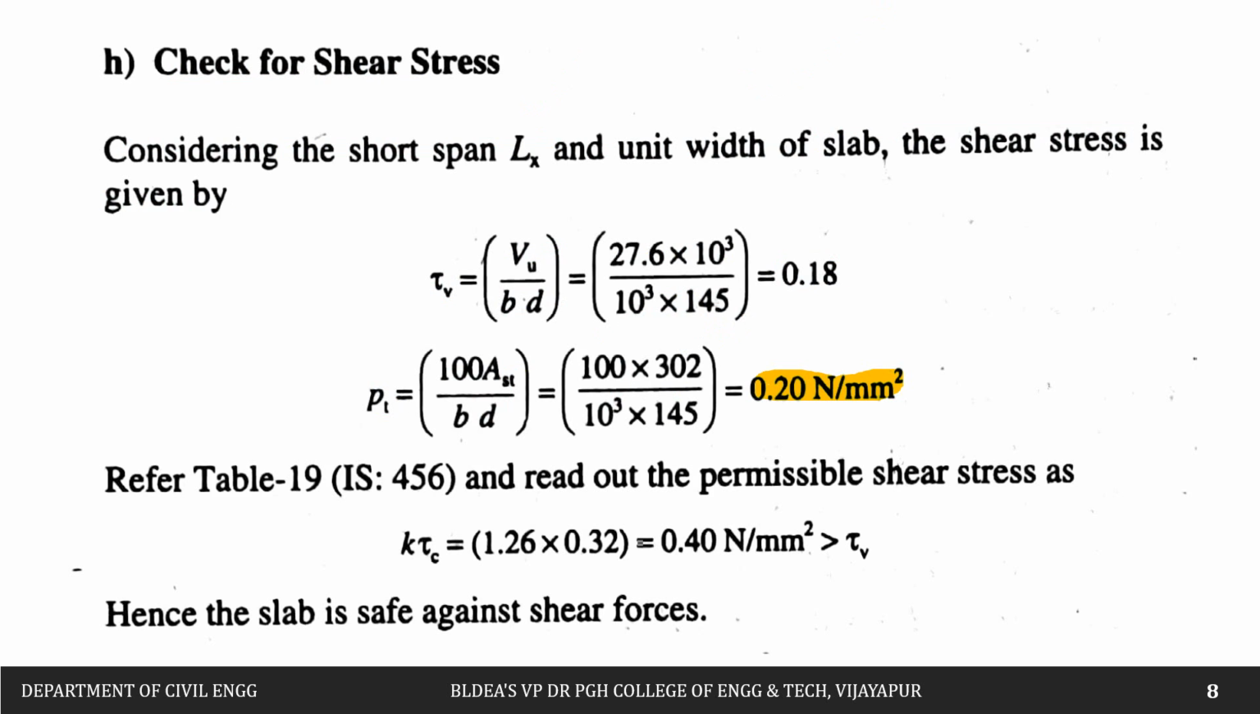Then next is, we have to refer to the IS code and find out the permissible shear stresses. So we will get K into tau C. So for M20 we have 1.26 multiplied by tau C, which is 0.32. So if you multiply, you'll get the answer as 0.4 Newton per mm square, which is greater than 0.18. So hence we can say that the slab is safe in shear.